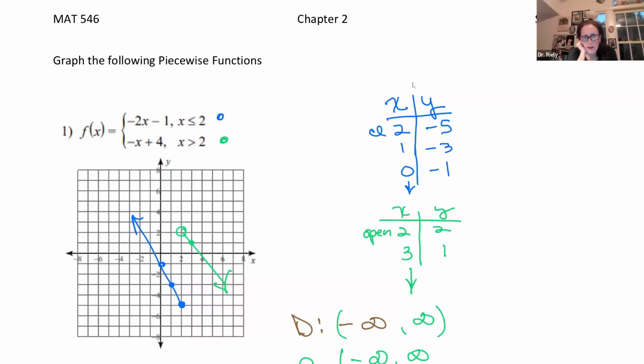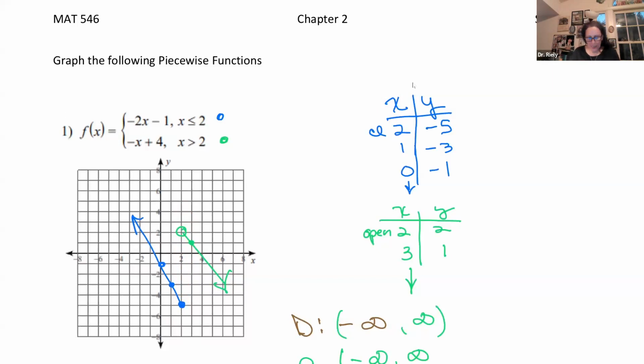Because once you see the pattern, remember, it only takes a couple of points to draw a line. And then once you have your line, you're good. And then this one here, you have to make sure you don't have a filled-in point on top of a filled-in point, because then it's not a function. If you're going to have points on top of each other, it's okay as long as one's open and one's closed, or both are open. You just can't have them both closed.